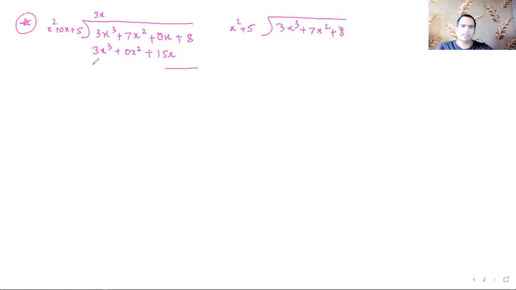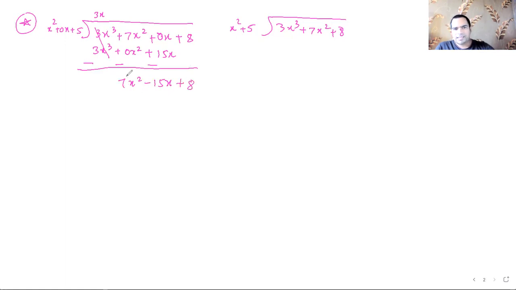Now here, if I subtract, the signs are going to change. So this gets cancelled, and now 7x squared minus 0x squared is going to be 7x squared itself, and 0 minus 15 is negative 15x, and plus 8. So that's my first step.